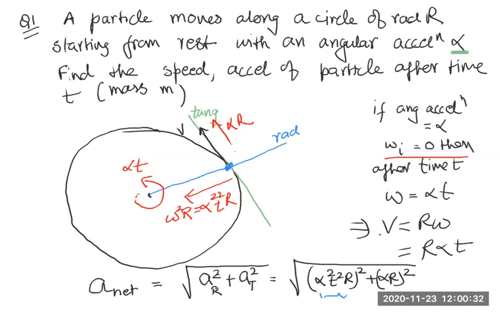So this is the radial acceleration, and this is the tangential acceleration. This is what you have to get a grip over: if you have non-uniform circular motion, then the net acceleration of the object is the vector sum of the radial acceleration and the tangential acceleration. Okay? The rest of the steps remain the same.